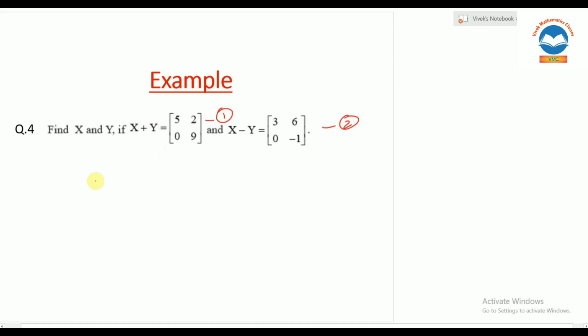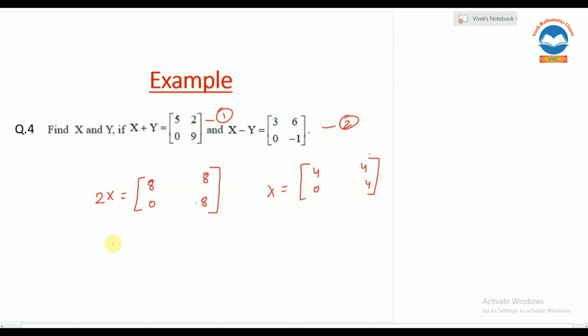So if you add this, what will happen? Y will be cancelled out. You will get 2x. X plus X will be 2x. And this will be equal to the sum of these two matrices. So what you will get? 5 plus 3 will be 8. 2 plus 6 will be 8. And here 0 plus 0 will be 0 only. And 9 minus 1 will be 8. So 2x we are getting like this. So what will be our X matrix? X will be, you have to divide by 2. So 4, 4, 0, 4. This will be our X matrix.